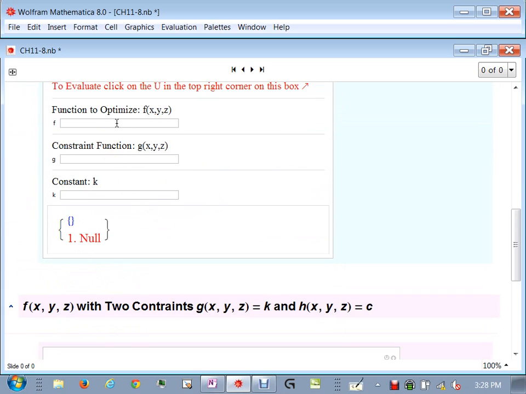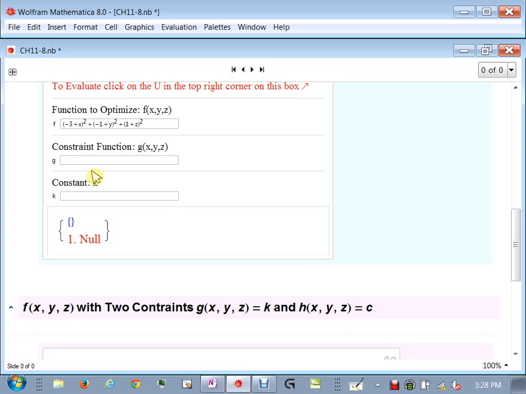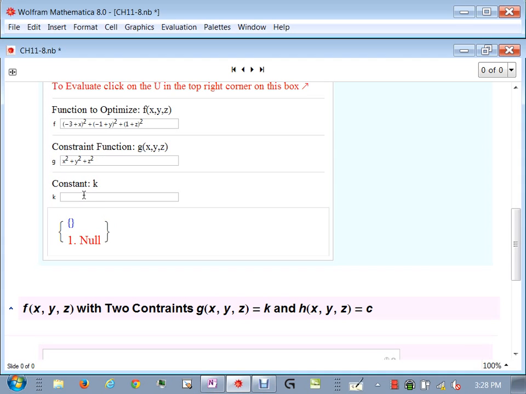So let's do that one with the sphere and the point, okay? I haven't seen my code run in a while. Let's see if we can get an answer. So we were trying to do the objective for the square of the distance: x minus 3 squared plus y minus 1 squared plus z plus 1 squared. That was it, right? And then the constraint was the sphere, x squared plus y squared plus z squared, and that constant was equal to 4, right?